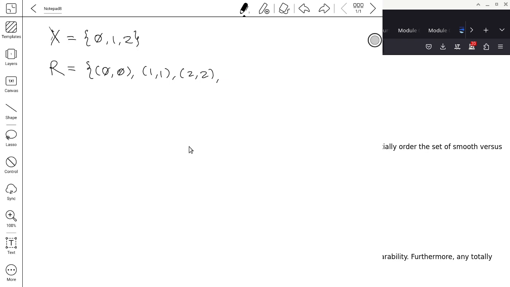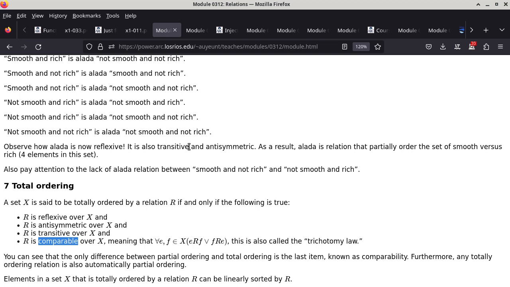Let me go back to the slide, to this part here. Why do I always need 0, 0, 1, 1, 2, 2 in this case? Because the last thing needs to be comparable? Nope, it's not the last one. So you have to go back and think about the definitions of what is reflexive, what is anti-symmetric, and what is transitive. It's one of those three. Why do we need 0, 0, 1, 1, 2, 2 to be here? The definition of reflexive. Very good.